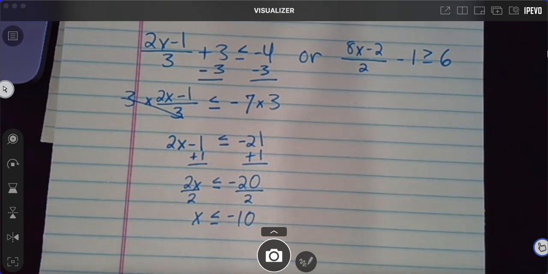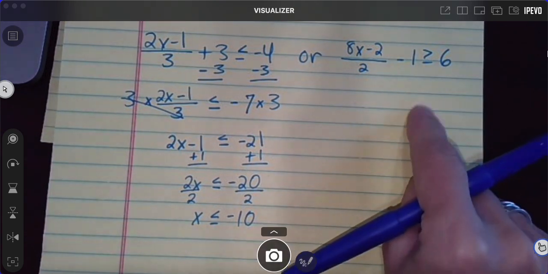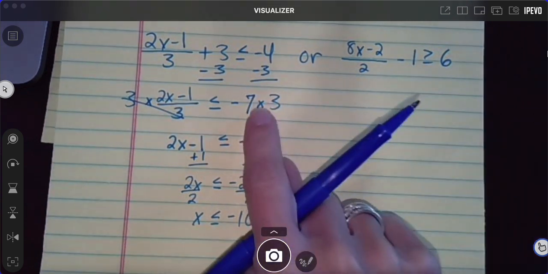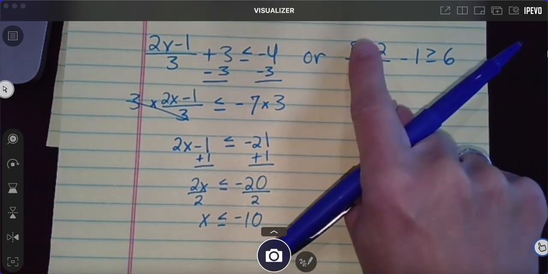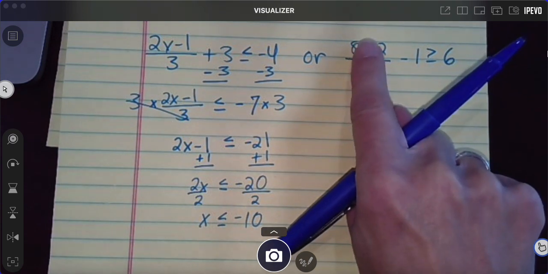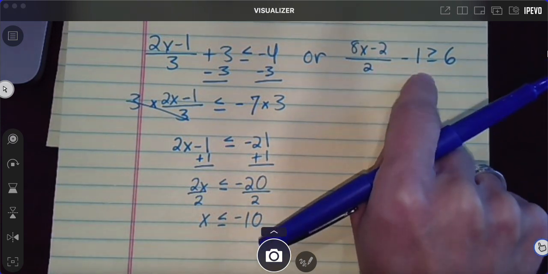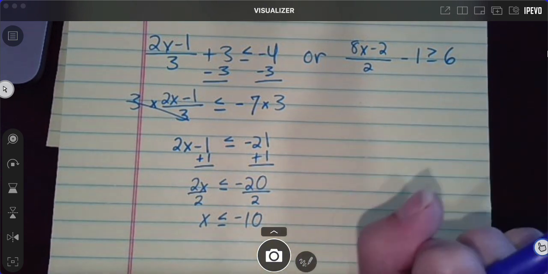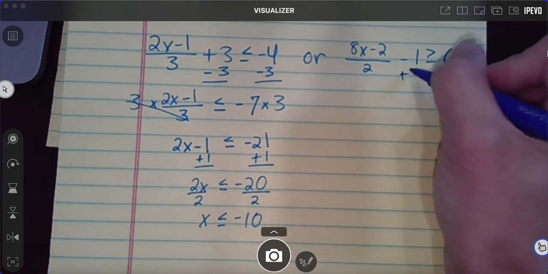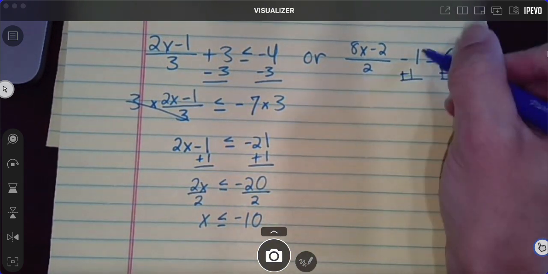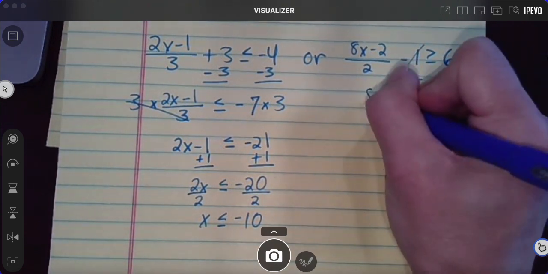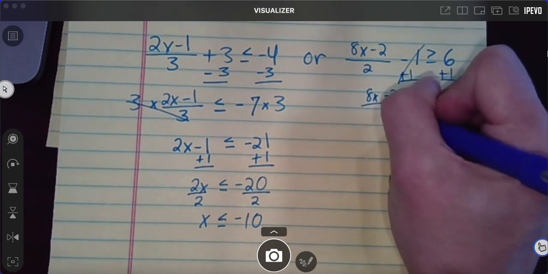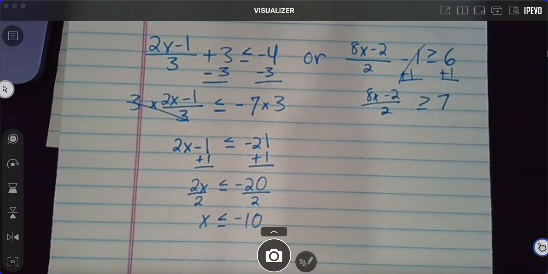Okay. Now on this one, how am I going to solve it? What am I going to move first? It's just like this problem. The 1. See, my x is over here. What was not attached to it? What's not with it? Minus 1. What's the opposite of minus 1? Add 1. So I'm going to do that to both sides. So over here I get a 7. 8x minus 2 divided by 2. Now what do I do?